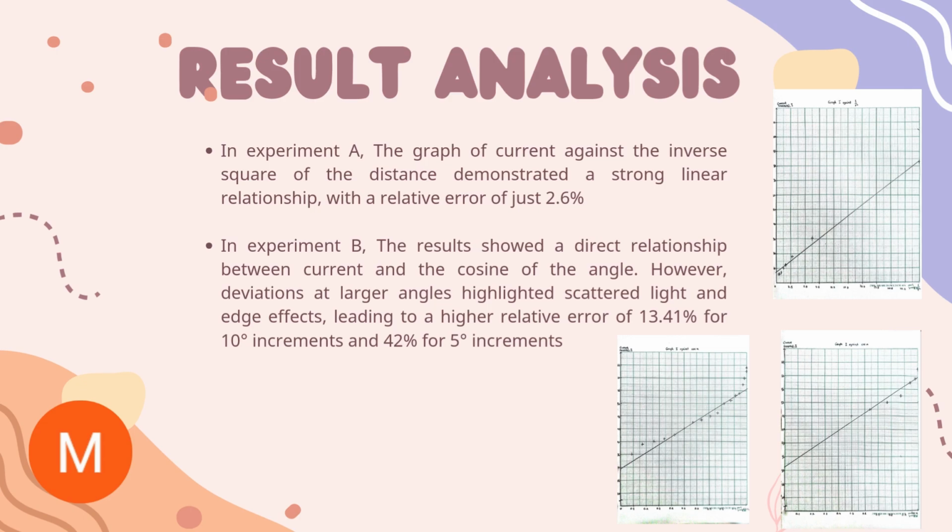For the result analysis, in experiment A, the graph of current against the inverse square of the distance demonstrates a strong linear relationship with a relative error of just 2.6%. In experiment B, the results show a direct relationship between current and the cosine of the angle. However, deviation at larger angles highlighted scattered light and edge effects, leading to a higher relative error of 13.41% for 10 degree increments and 42% for 5 degree increments.